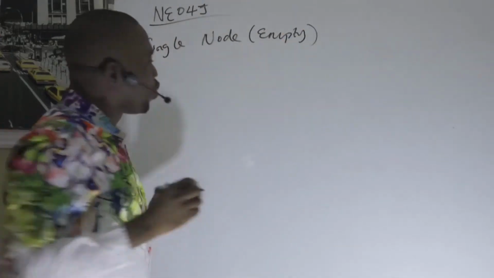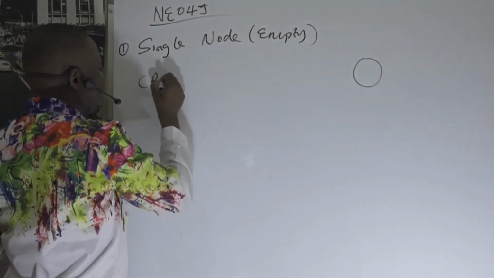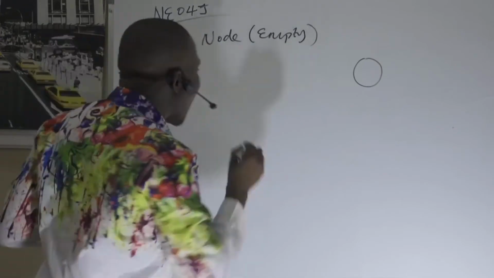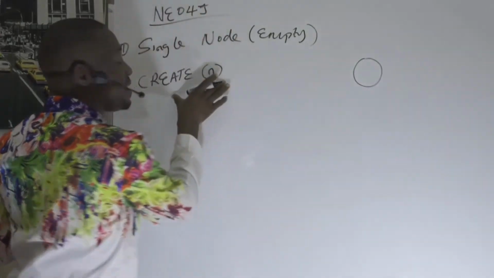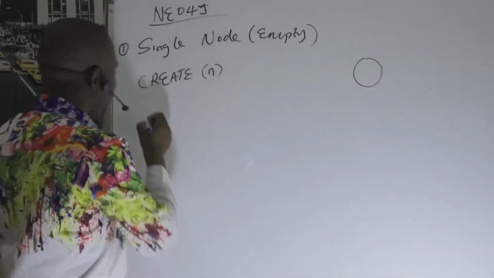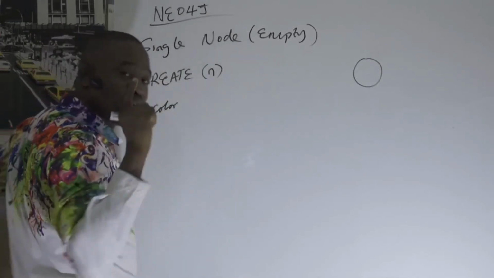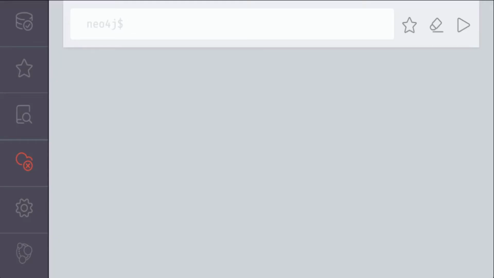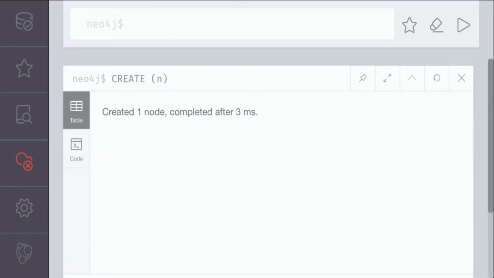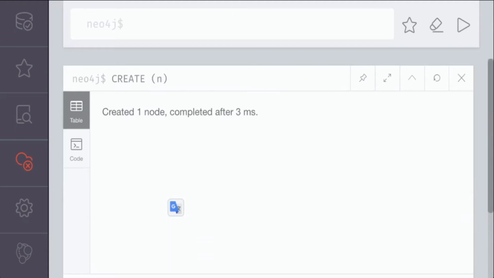If you want to create a node, simply say create. That's all. If you do this, the system will assign, one, a color for the node, and two, it will automatically insert the ID number. So simply say create. You go. Created one node, completed after 3 milliseconds. One node was created. Now let's see the node that was created.